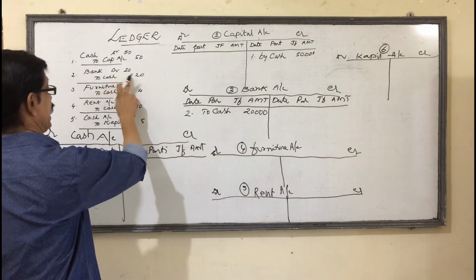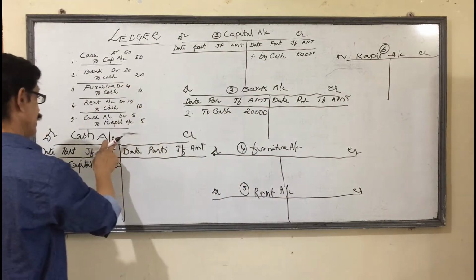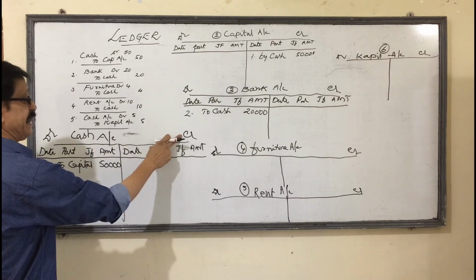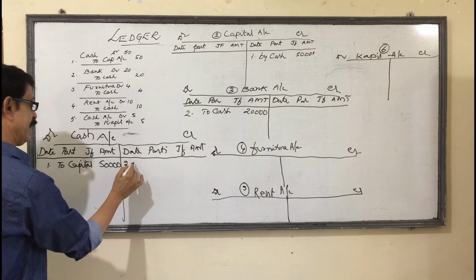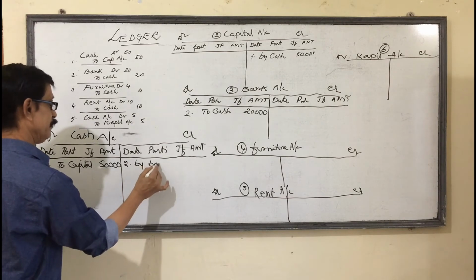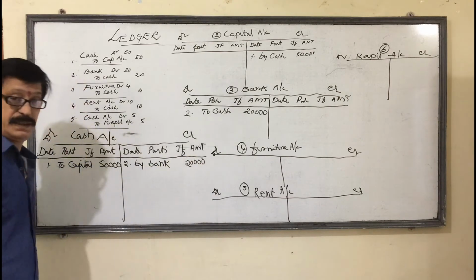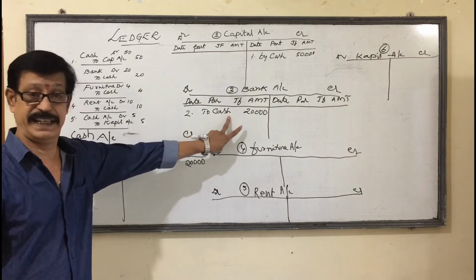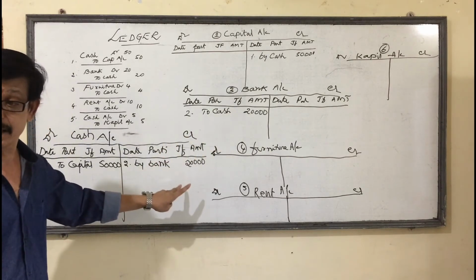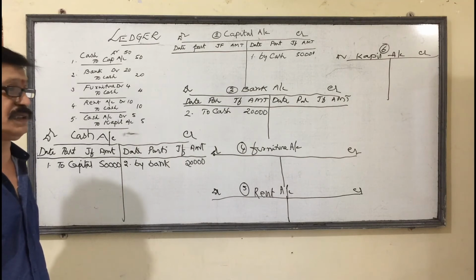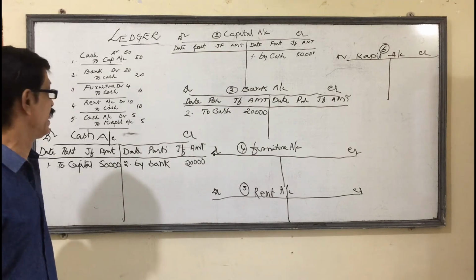Now the cash account is created. Cash account is already there. On the credit side you have to write down by bank. In the debit side you write the credit name. In the credit side you write the debit name. That is the process when you are preparing ledger accounts.